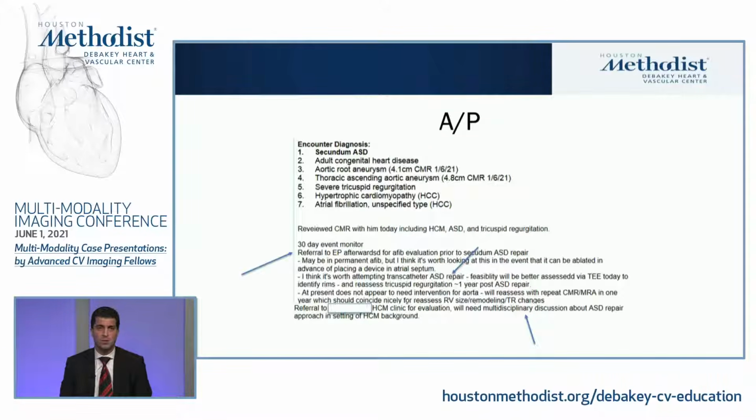The assessment and plan, which listed all the problems this patient has, was basically to give him an event monitor for 30 days, refer him to EP to give a shot at fixing the AFib, and eventually do a transcatheter ASD repair. And the most important thing is to have a multidisciplinary discussion, given the fact that this patient has apical HCM, ASD, and pulmonary hypertension. And this is very important. This is one of the things that at Methodist we do in order to provide the best care for our patients.